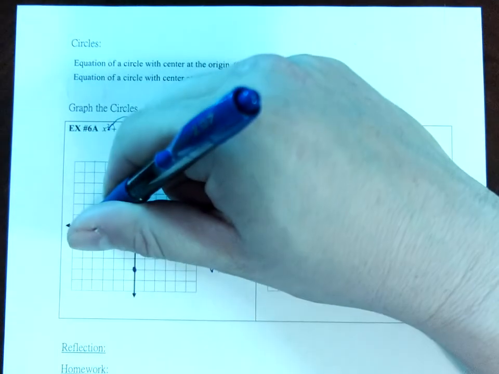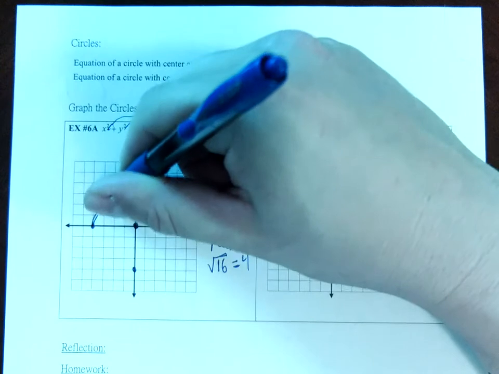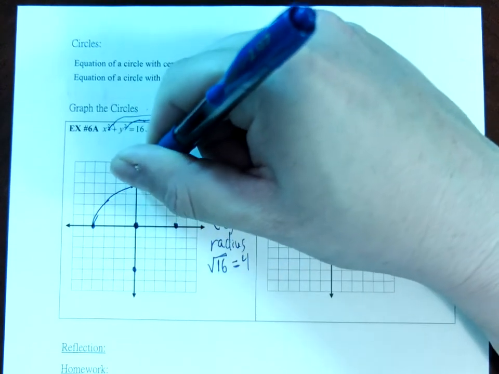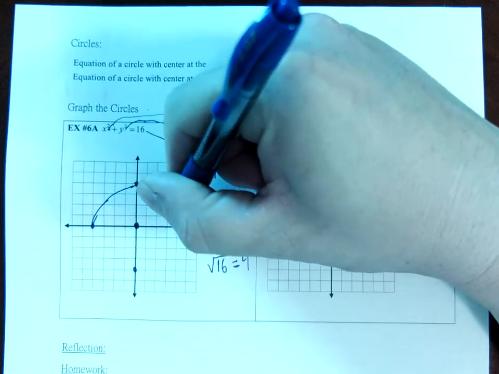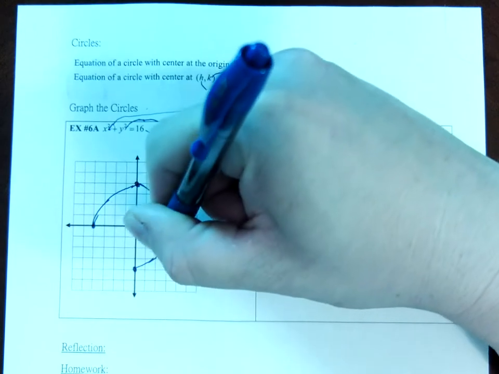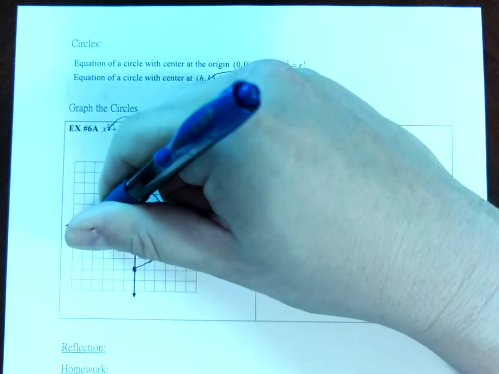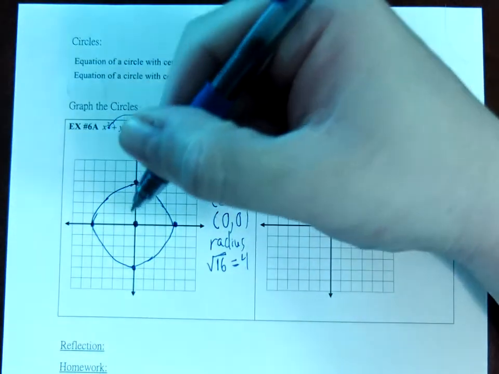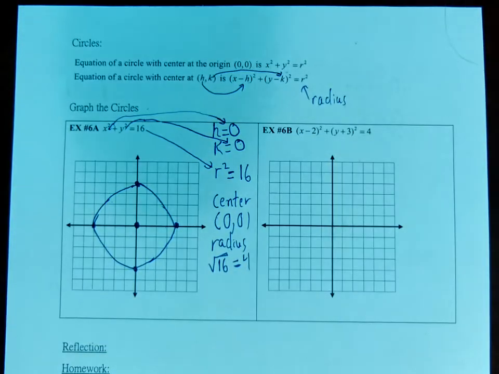Now when you're drawing your circle, you just draw your circle the best you can around those 4 points. It does not have to be perfect. We're not having to use a compass here. We're just connecting the 4 dots with the best circle we can make by hand. And that is the equation of that circle and the graph of that circle.